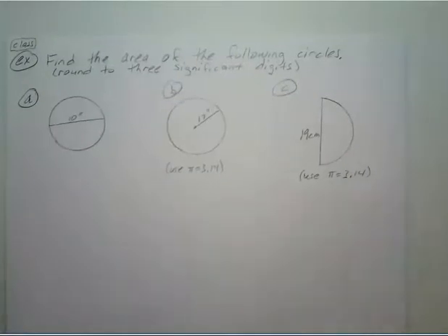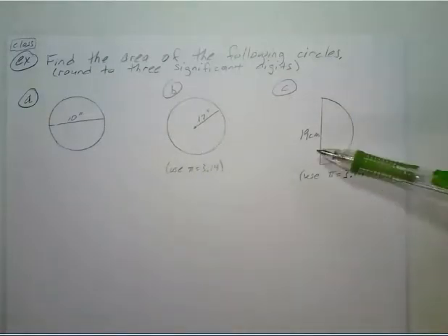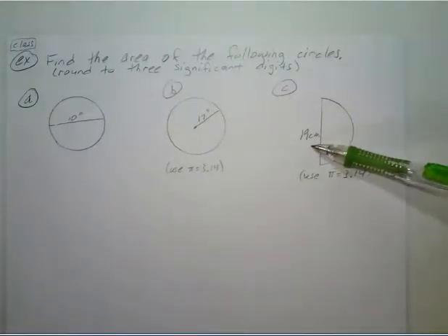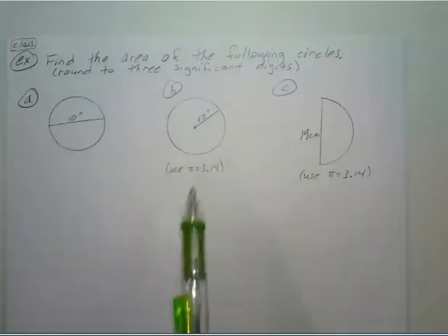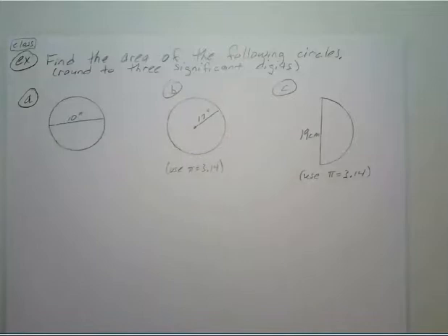All right, so here we go. We want to find the area of the following circles. We want to round the answer to 3 significant digits. For the first circle, this is 10 inches. I'll let you figure out the rest. For the second circle, this is 17 inches. For the third half circle, it's 19 centimeters. Now for B and C, you just want to use 3.14 for pi. All right, go ahead and press pause and try these on your own.